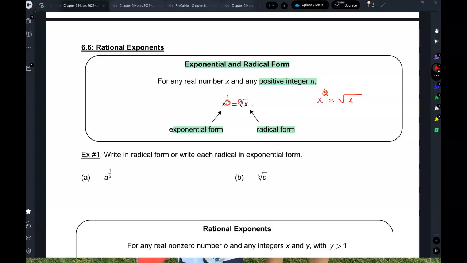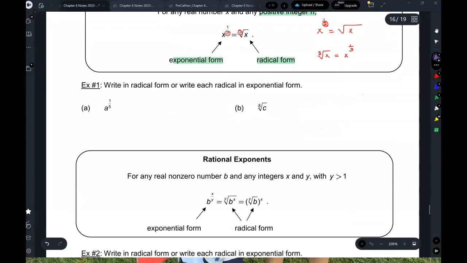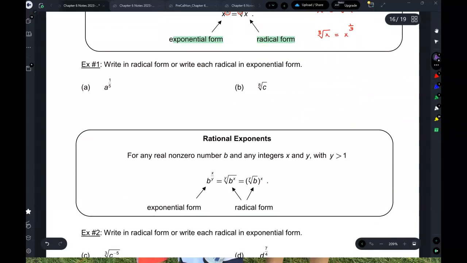Or going the other way, if I have the cube root of x, this is x to the power of 1 over 3, okay? So that's how we can go back and forth with these. All right, so here, let's go ahead and put each in either radical or exponential form. So this is, I do a root. This denominator goes in here, so this will be 5th root of a. And here, this will be c to the power of, remember this is a denominator, 1 over 8.